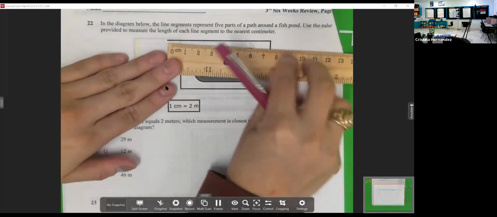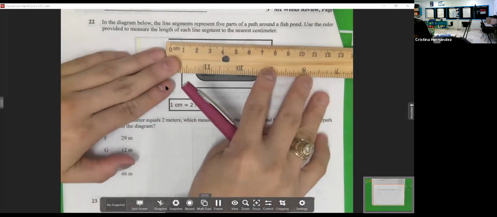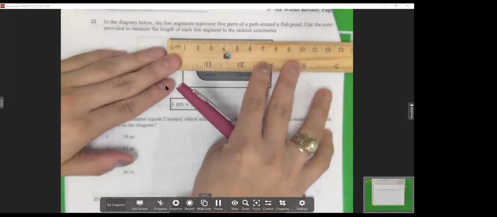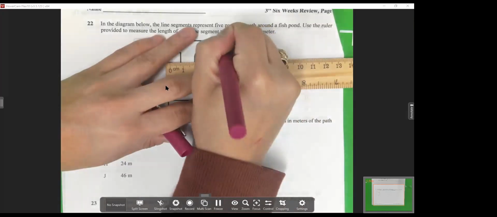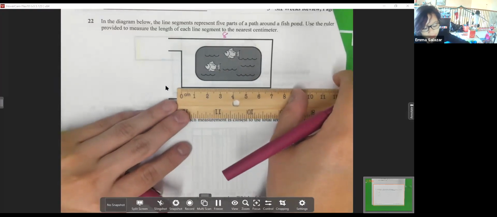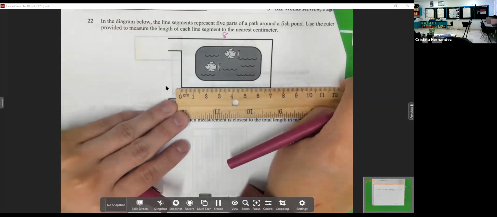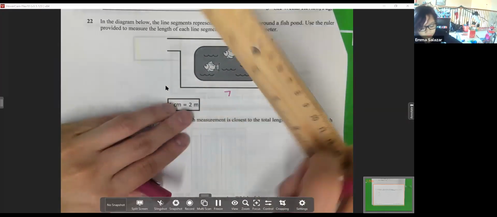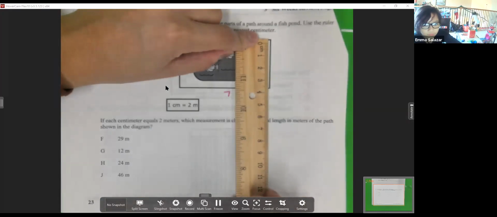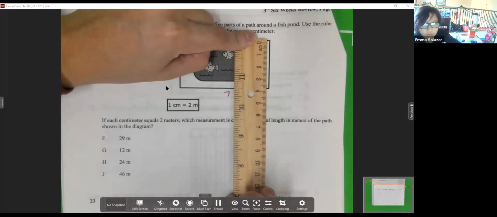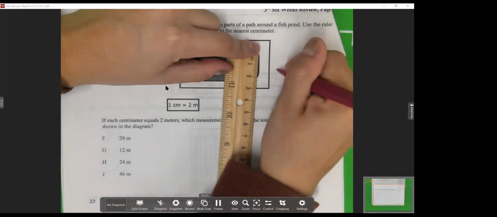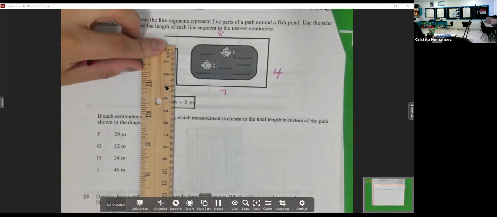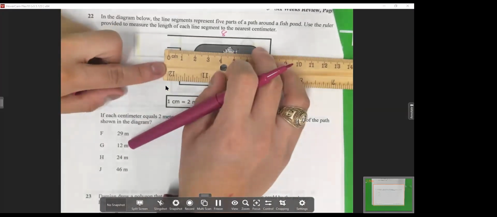How long is this side right here? How many centimeters? 8. If you're rounding it, yeah, we'll round it. How many is the bottom one? 7. How about this one? 4. Sorry, I'm not even lining them up correctly. How about this little short one? 3. And the last one, 1.